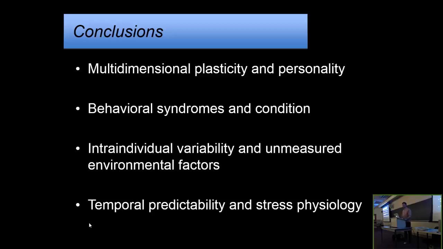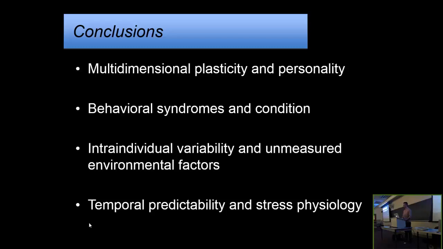In harvester ants, we see that intra-individual variability is substantial and significant, but have some indication that unmeasured environmental factors are driving that aspect of behavioral variation, suggesting that for other studies of intra-individual variability, this factor of extrinsic variation needs to be better controlled. And finally, that temporal predictability is an aspect of animal personality, an aspect of an individual's behavioral phenotype, and that it seems to vary with stress physiology.